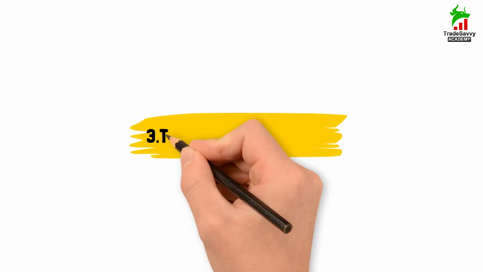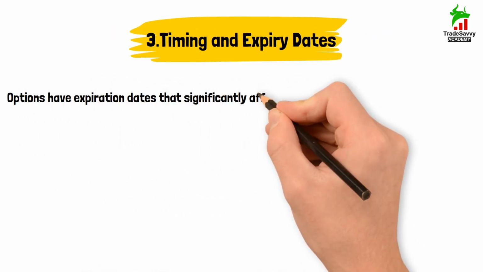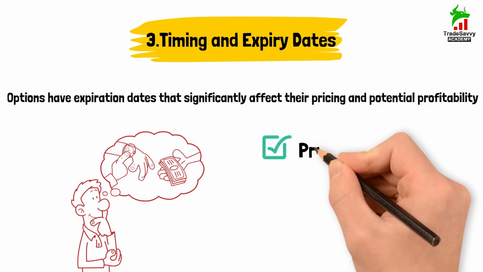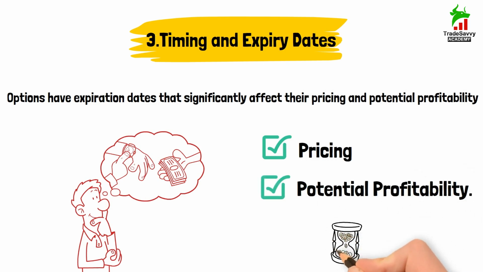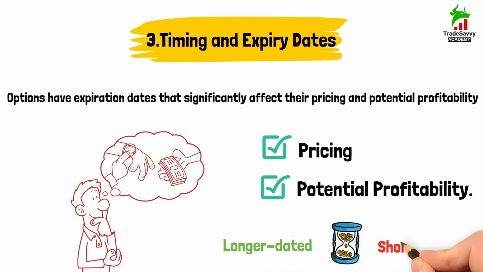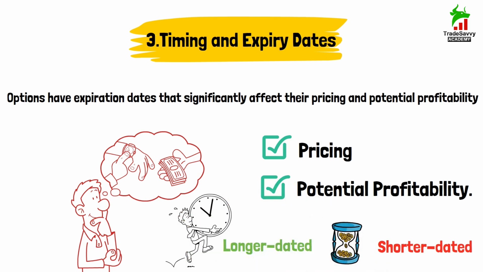Number 3, timing and expiry dates. Options have expiration dates that significantly affect their pricing and potential profitability. Traders should consider how much time remains until expiration when placing a trade. Longer dated options generally have higher premiums due to the increased time value, while shorter dated options may experience rapid time decay as expiration approaches. It's essential to align your trading strategy with the expected time frame for price movements in the underlying asset.